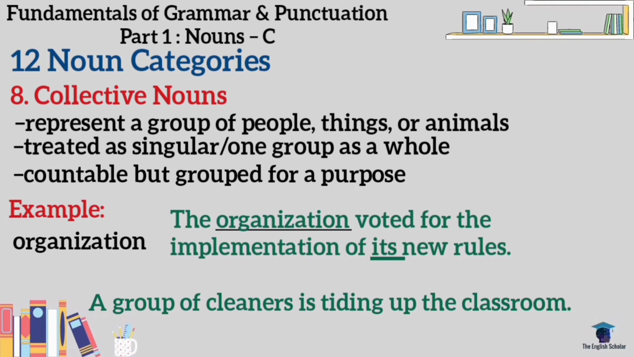Here we have the word group. This is our collective noun. Though the group refers to multiple individuals, they still function as singular because we are literally treating them as one, or as a whole. That is why we use is instead of are.